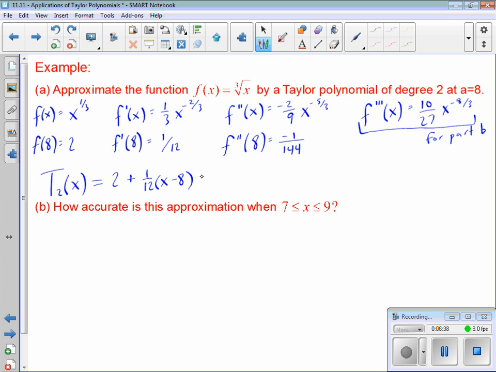And then minus 1 over 144. And then it's x minus 8 to the second, and then it's over 2 factorial. So instead of 144, what's this going to turn into? 288. Why is that? Because it's over 2 factorial, so I'm just putting the denominators together. So it's just 2 times 144? Yep. 2 factorial is just 2, because it's just 2 times 1. And that's all I need for part A. Okay, so part A shouldn't be anything that's new there.